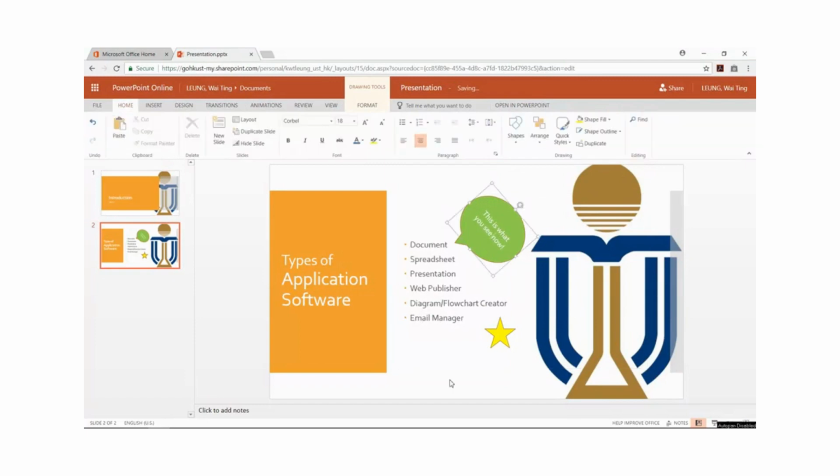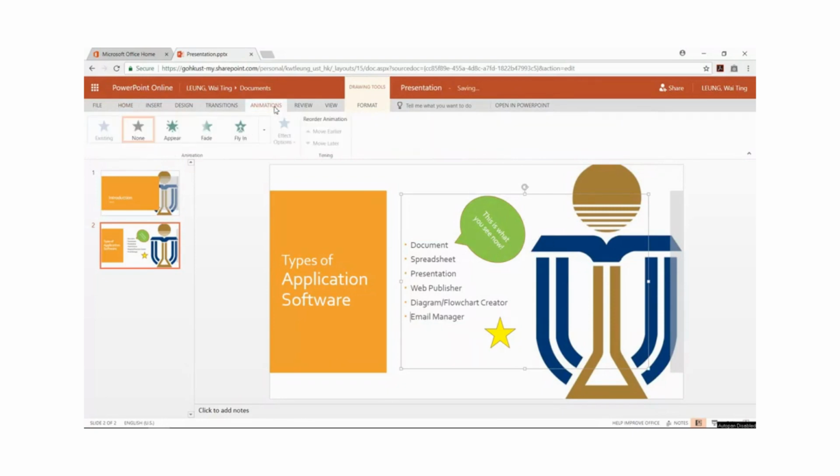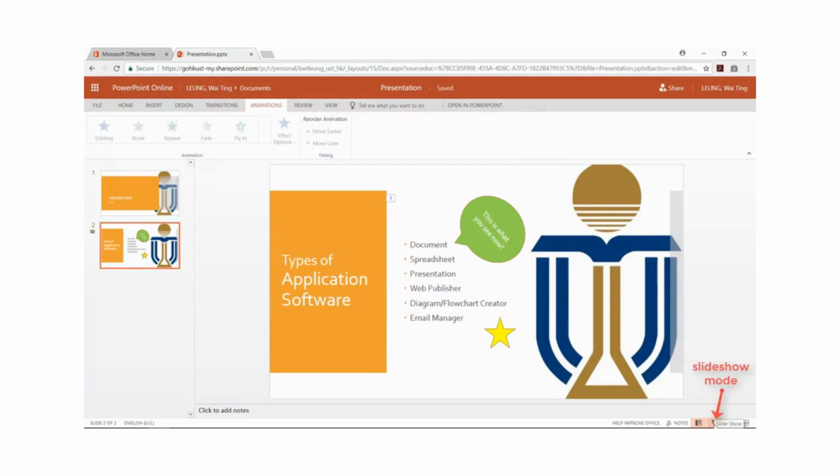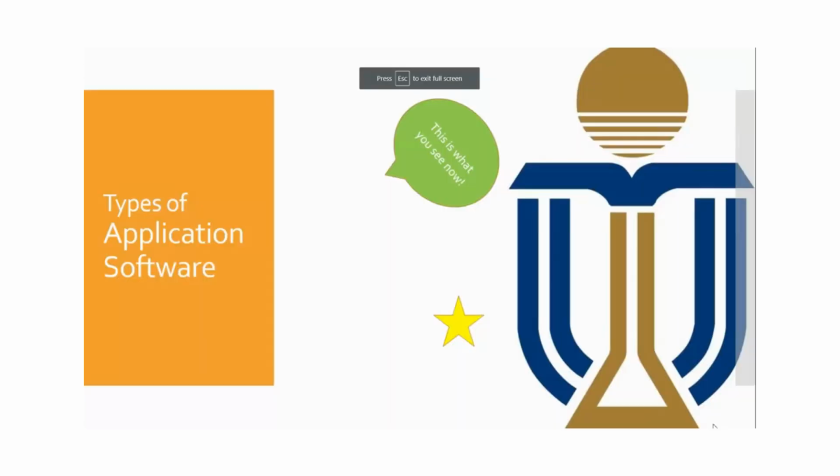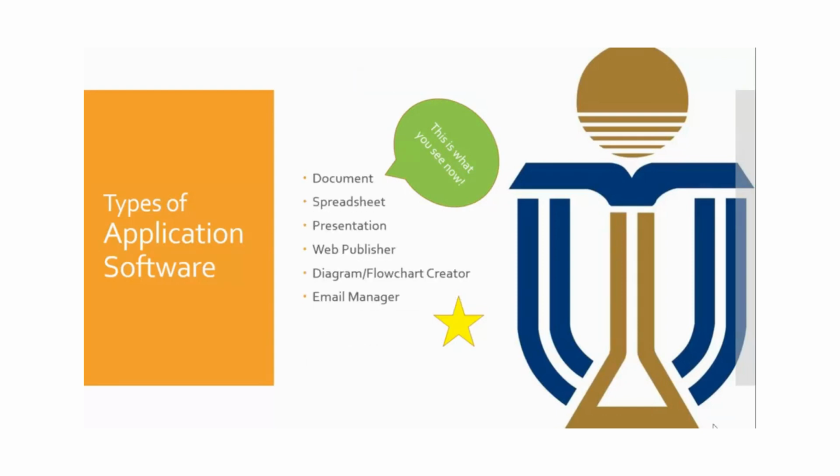Now I can create animations for my presentation by choosing the object that I want to animate. Let's say this bullet list and then choose the Animations tab. And let's say I want to choose the fly-in effect for the bullet list. Now let's preview the presentation in slideshow mode. And then you can see that we create the fly-in animation for the bullet list.